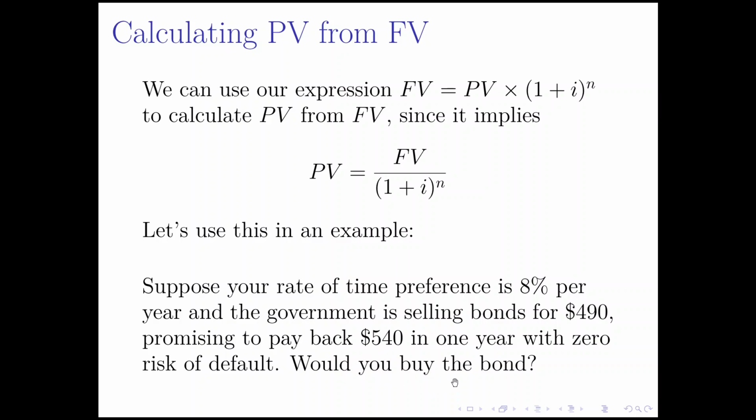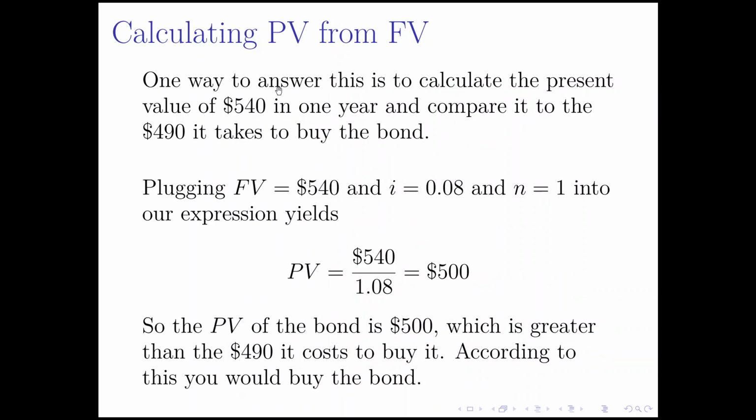Now, the question is, would you buy the bond? Would it be rational for you to buy the bond given your time preference and these other bond value parameters? Well, one way to answer this question is to calculate the present value of that $540 in 1 year and compare it to the $490 it takes to buy the bond. So plugging in future value of $540 and an interest rate I equals 0.08, and of course n equals 1, since again it's just 1 year.